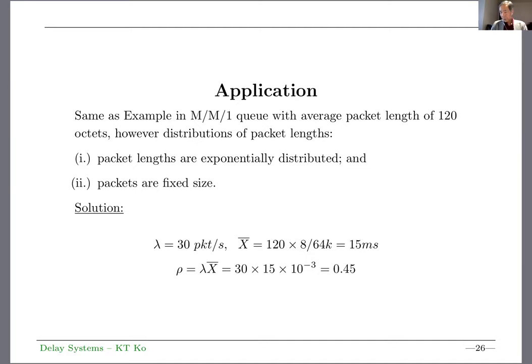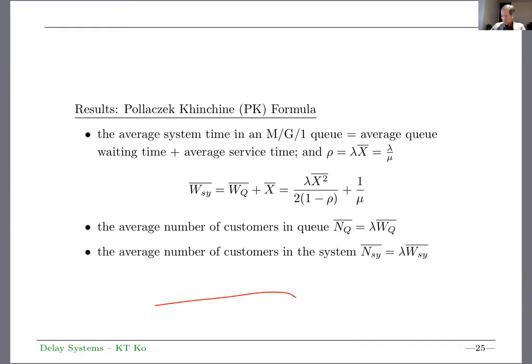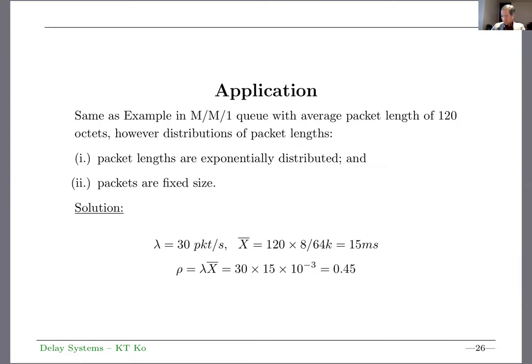These examples are related to the last example we had in M/M/1 Q. Remember, in the case of M/M/1 Q, we have arrivals of 30 packets per second, the multiplexer example, and the service time is 50 milliseconds and the utilization is 45%. Okay, so if you know the first moment and the second moment of the exponential distribution, then we can use the M/G/1 results.